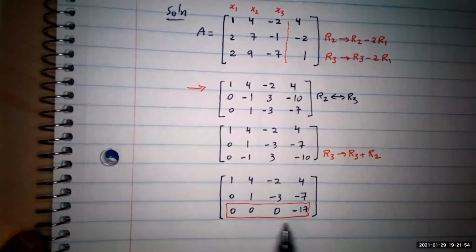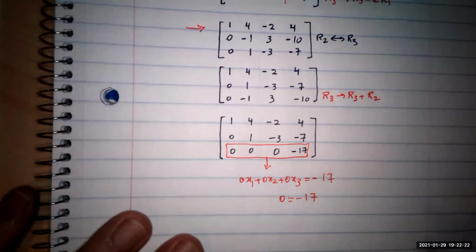Okay, so the conclusion of this row is, you see, 0 times x1, 0 times x2, 0 times x3, all of them would be 0, equal to -17. So the conclusion of this row is 0x1, 0x2, 0x3 equal to -17. So this means 0 equals -17.